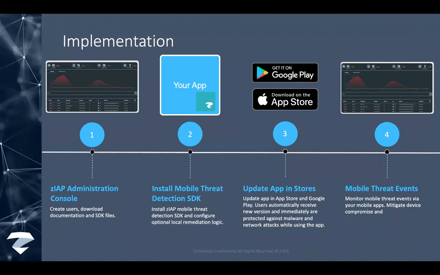You would then install and configure the threat detection SDK. You'd install that into your app and compile that code, upload it to the App Store, and you're done. Your customers will automatically get the new version of your app. They won't see a change. So when they open their app, the SDK is completely invisible to them. So there's no user help questions, anything like that, unless you start pushing alerts to them. That would be the only user change.